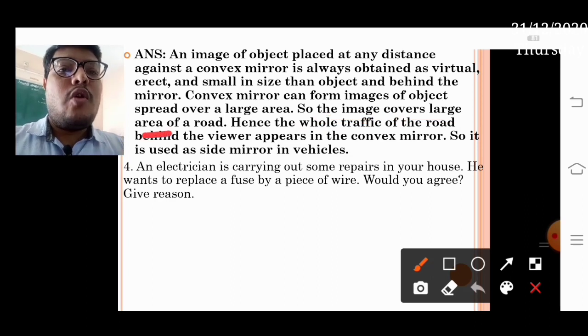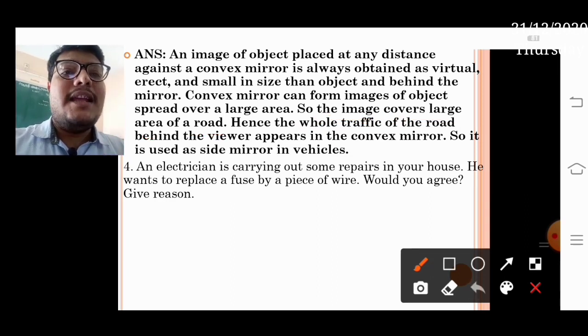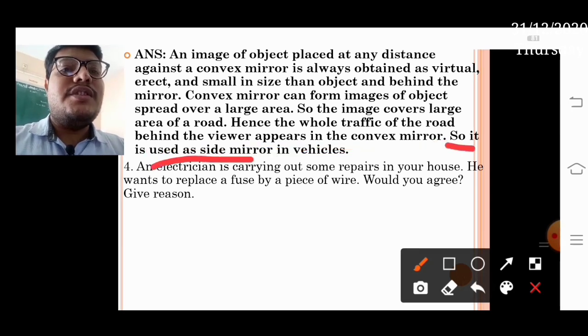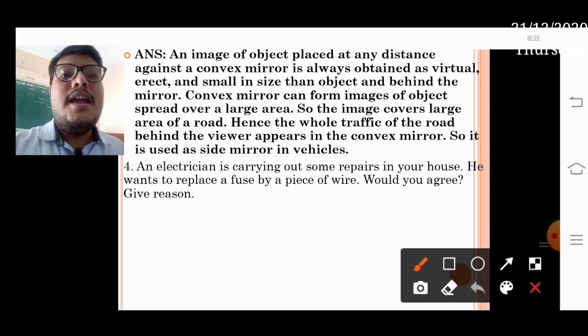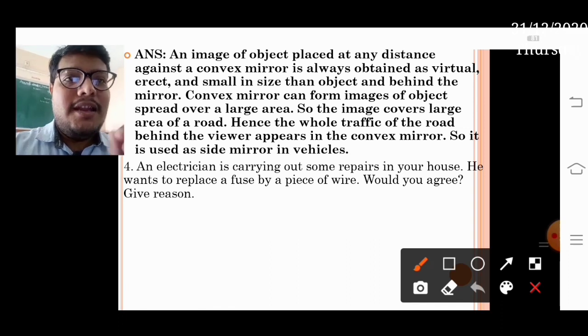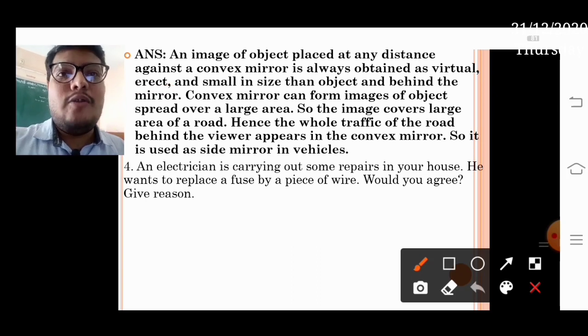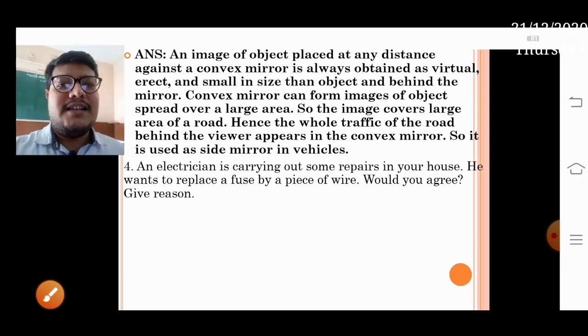When we use a convex mirror, it covers a large area, hence the whole traffic of the road behind the viewer appears in the convex mirror. So it is used as a mirror in vehicles. Now just think, if you used a concave mirror, the image would be inverted, but in a convex mirror the image is erect, means it is straight, not upside down, and virtual behind the mirror. That is the advantage of using a convex mirror as a side mirror in vehicles.